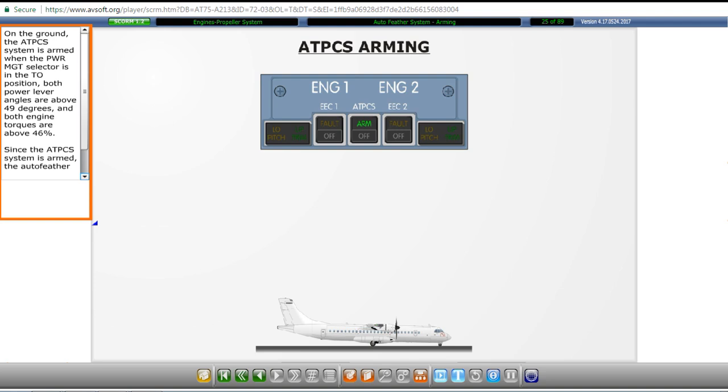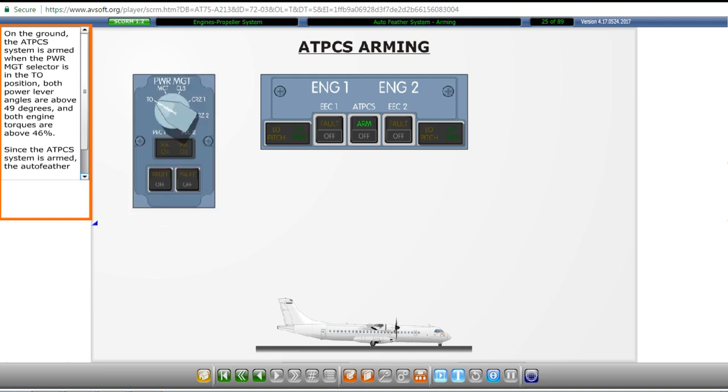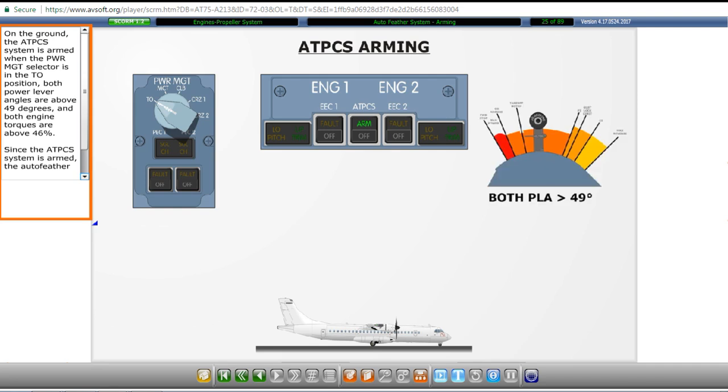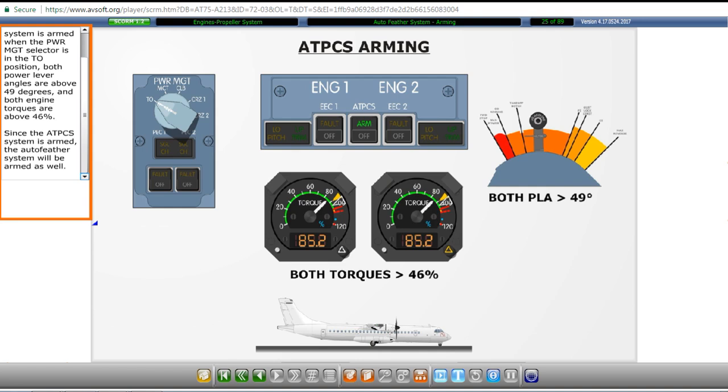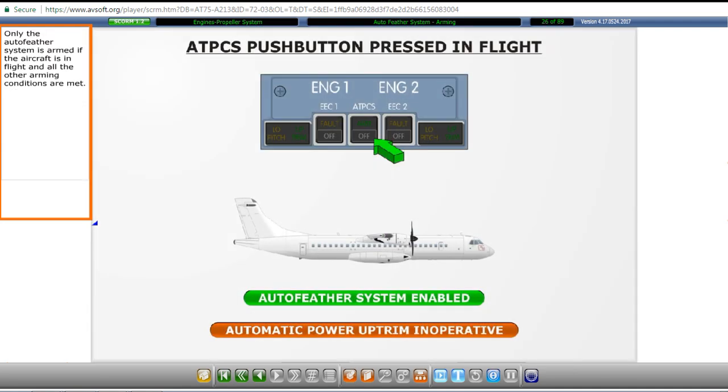On the ground, the ATPCS system is armed when the power management selector is in the takeoff position, both power lever angles are above 49 degrees, and both engine torques are above 46%. Since the ATPCS system is armed, the auto feather system will be armed as well. Only the auto feather system is armed if the aircraft is in flight and all the other arming conditions are met.